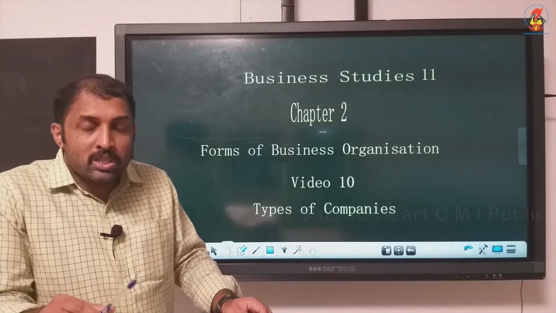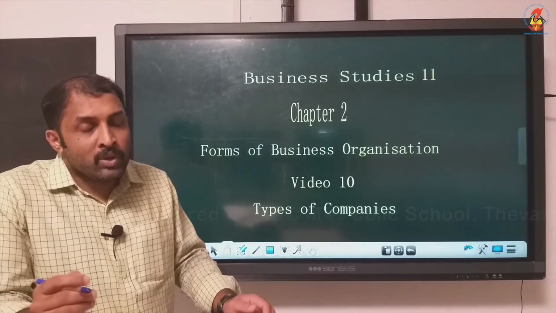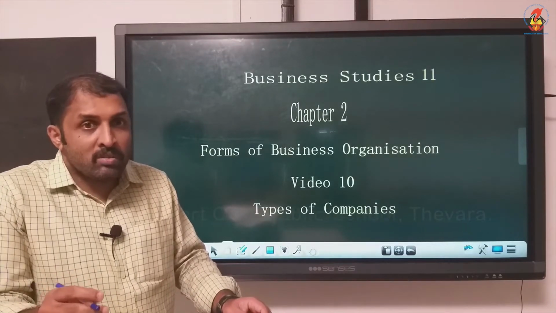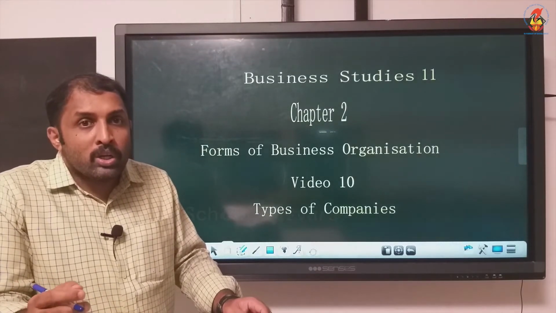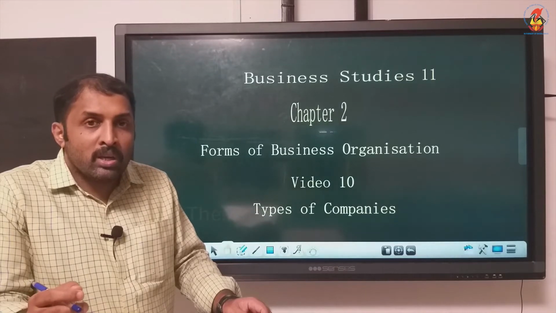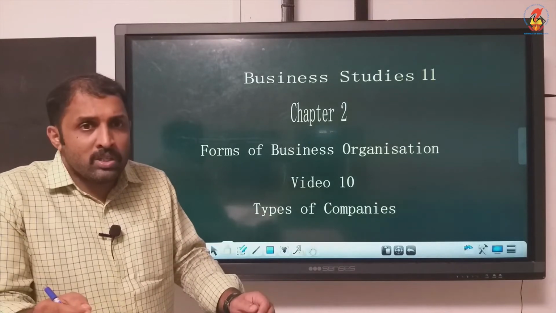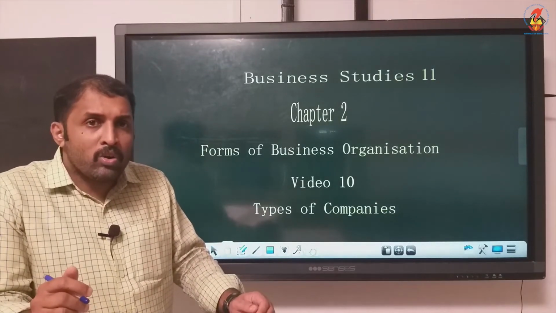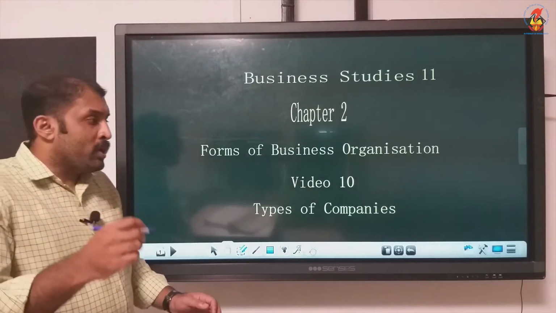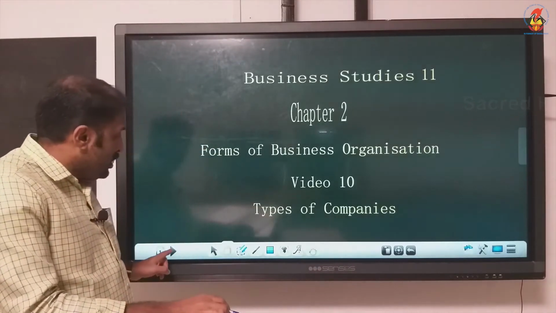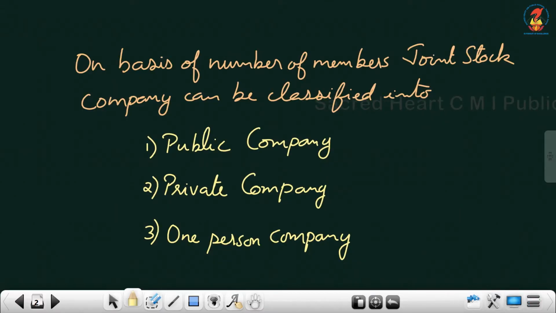Now, in this session, we will be seeing the types of joint stock company, or types of companies. When we say company, it is joint stock company. Companies can be classified in different ways, but here we are learning on the basis of members. On the basis of members, a joint stock company can be classified into three.